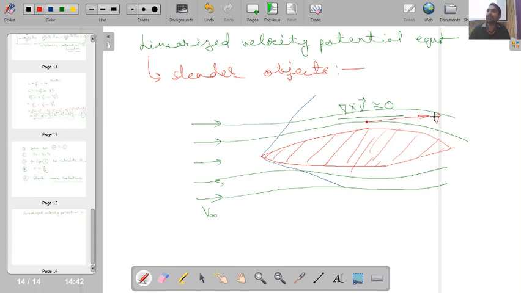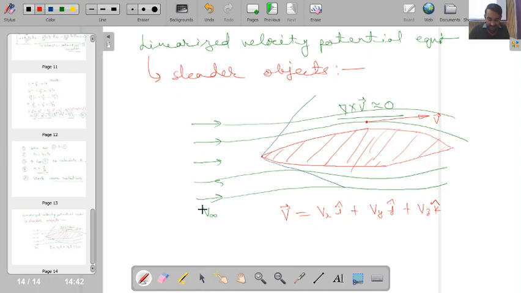This is my v vector over here, the perturbed velocity vector. Typically, if I have to write the velocity vector at any local location, that will be vx i cap plus vy j cap plus vz k cap, the local components of the velocity.